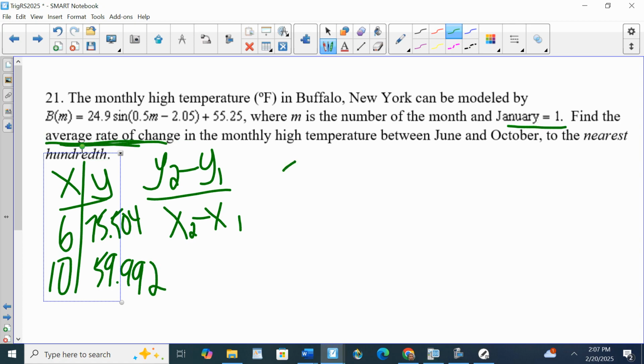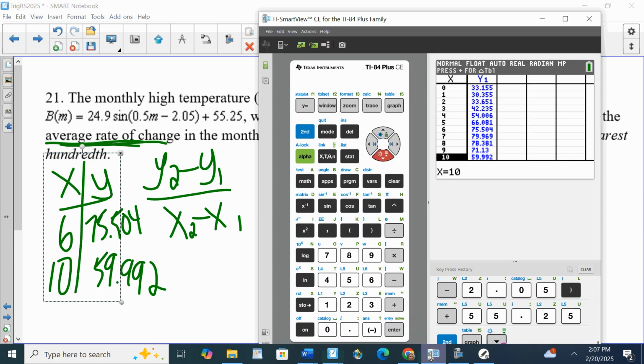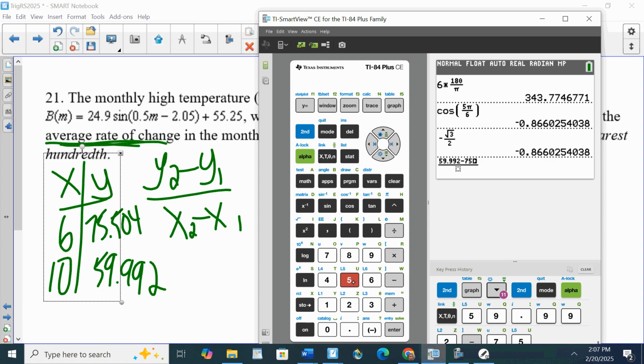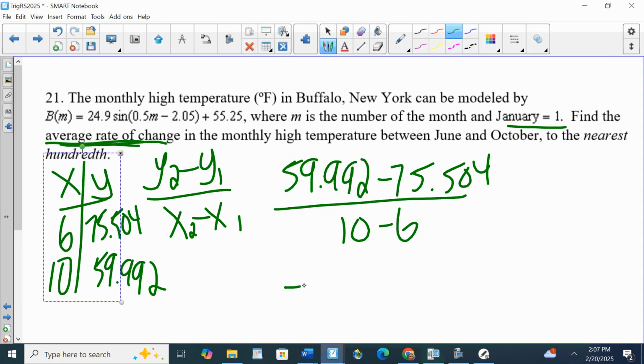y2 minus y1, bottom minus top, over bottom minus top. Pop that into the calculator. Alpha x, 59.992 minus 75.504 over 10 minus 6. To the nearest hundredth, negative 3.88.